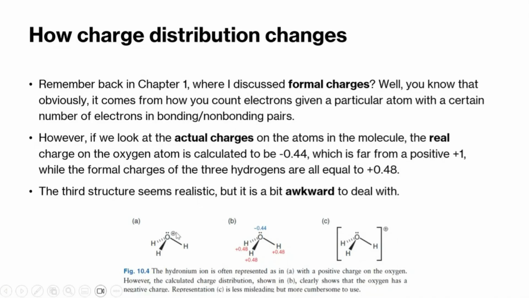So you can see with formal charges that oxygen gets a plus 1 formal charge, but the actual charge is still negative. And then those are two ways that you can represent how charge distribution changes. But the third way basically states that there's the overall positive charge that is delocalized among this hydronium ion, which is a bit more cumbersome and awkward to deal with.